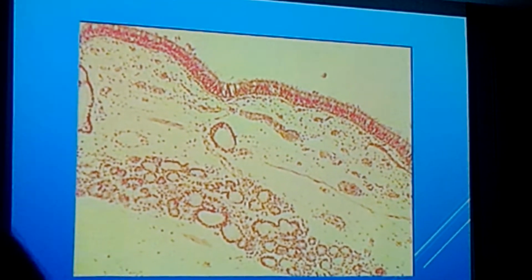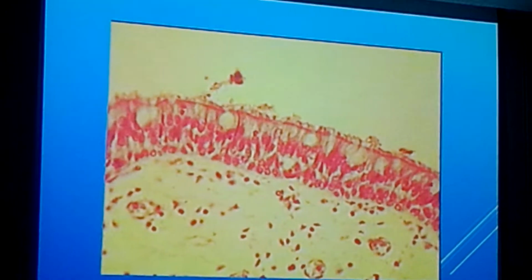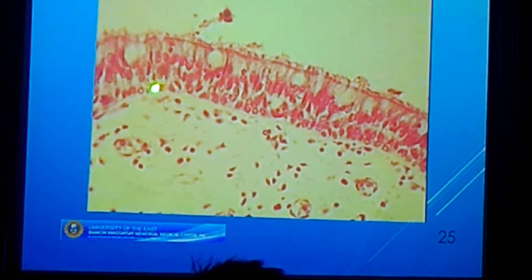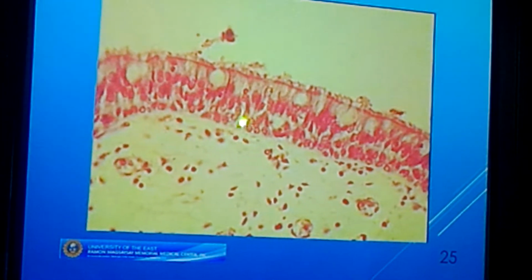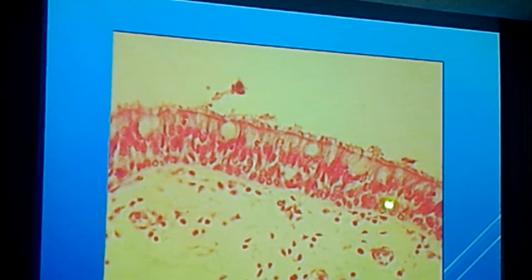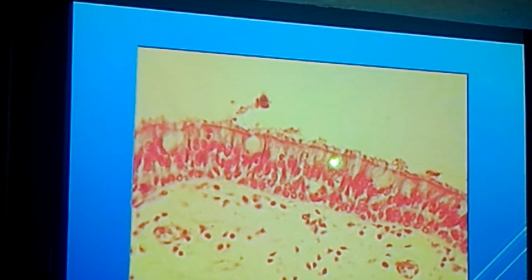Goblet cell. Next. Goblet cell. Next, lining epithelium. This is the basement membrane. The columnar cells are not all would reach the border. Some goblet cells stay at the base. And you have your cilia. You have your goblet cells.